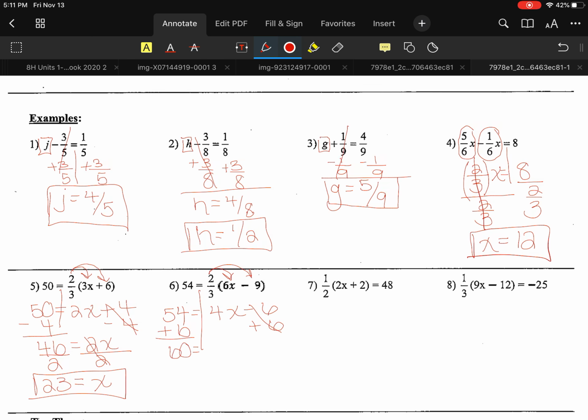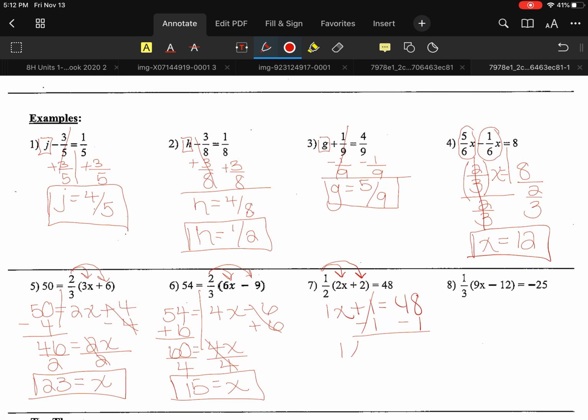Add 6 to both sides. I now have 60 equals 4x. The opposite of multiplying, or inverse of multiplying by 4, is to divide by 4. So 60 divided by 4, I believe, is 15. So 15 equals x, or x equals 15. Problem number 7, 1/2 times 2. Well, half of 2 is 1x, or just x. 1/2 times 2, again, is 1, equals 48.